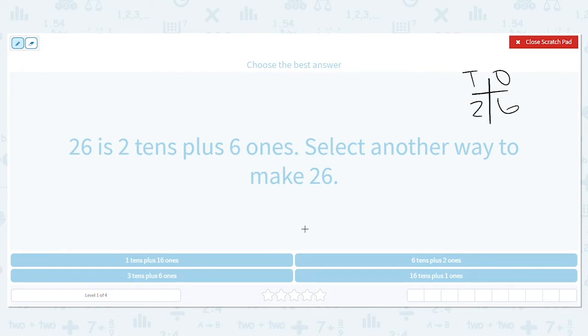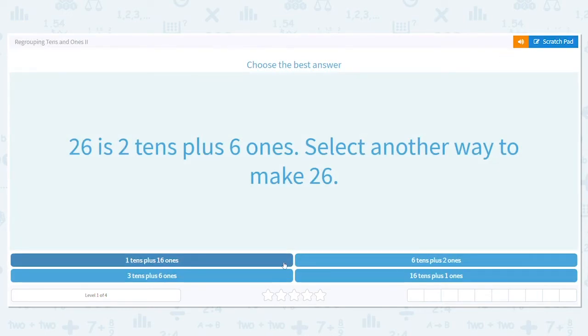Okay, so 1 ten plus 16 ones. Well, let's see this. If I have 1 ten, that's 10. If I have 16 ones, it's that. If I add them up, what do I get? 26. Do we have a match? So if I have 1 ten and I have 16 ones, does it work? Yes, it does.